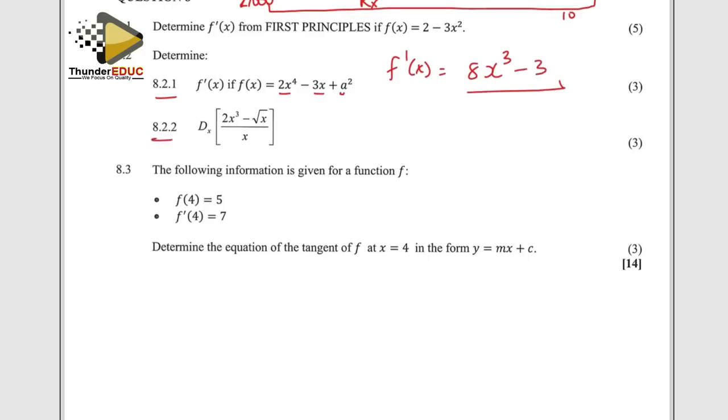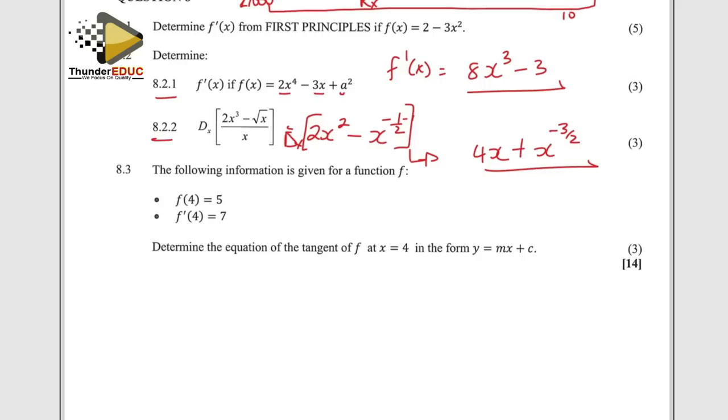Then 8.2.2, I need to split up. So this is going to be 2x squared minus x to the negative half. This is just the original expression, just writing it in a different way. Then my dy/dx, okay, so the first derivative is going to be 4x plus x to the negative 3 over 2, because I need to subtract 1. With negative or negative, we get a positive. So that is that. Then 8.3, the following information is given for a function f.